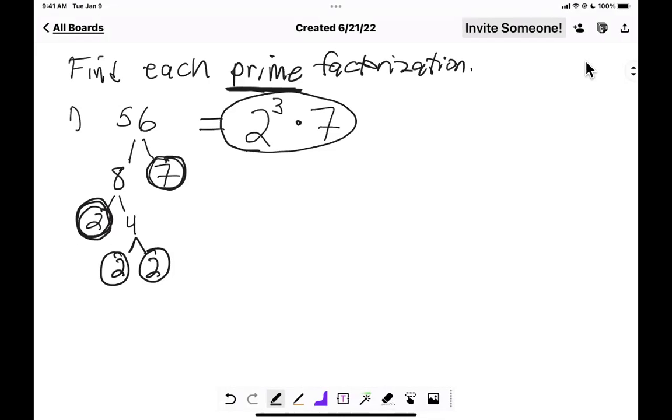And if you don't get it yet, that's all right. We're going to do a whole bunch of problems. Just let it sink in a little bit. I took 56. I divided it by something that I knew it would divide by, not itself and 1. And I kept going until I got all prime numbers. And then I wrote it as a prime factorization, as multiplying. Let's try 72.